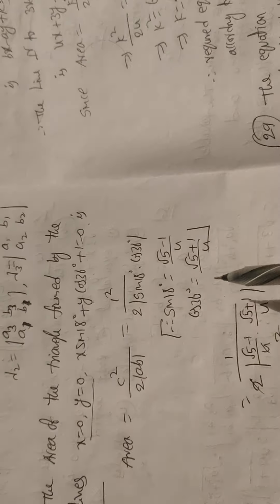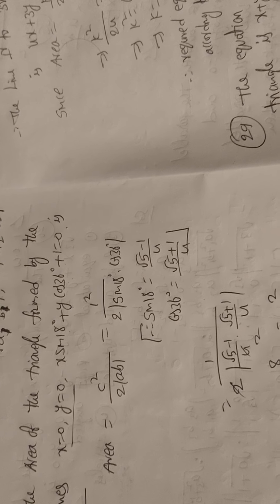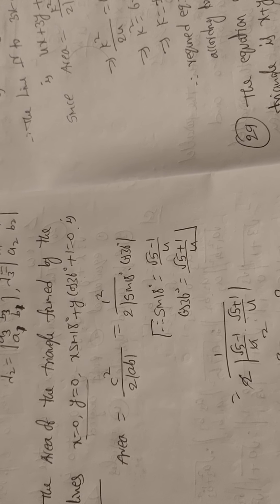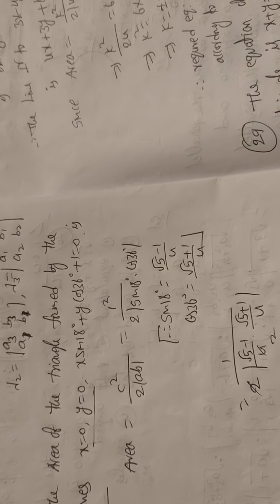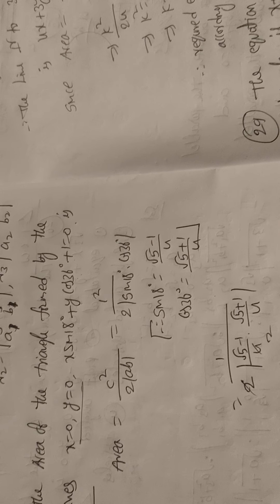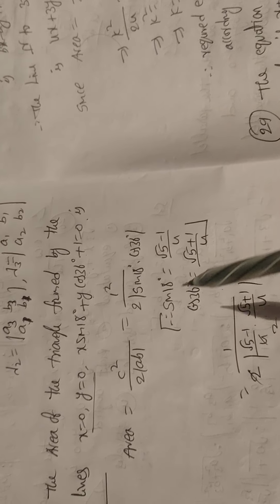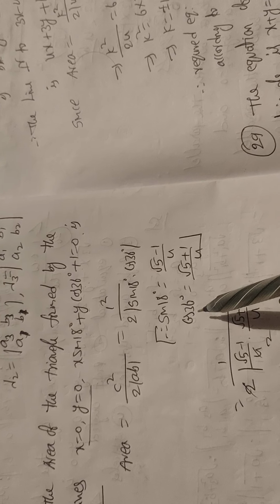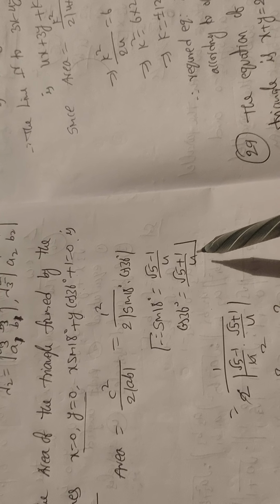So just remember, until you complete coordinate geometry, you may get it within 1 week. That means almost next week you start trigonometry. Then sin 18 degrees is equal to (root 5 minus 1) by 4, and cos 36 is equal to (root 5 plus 1) by 4.